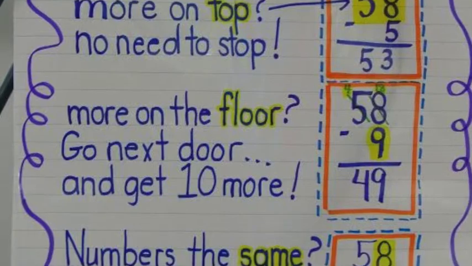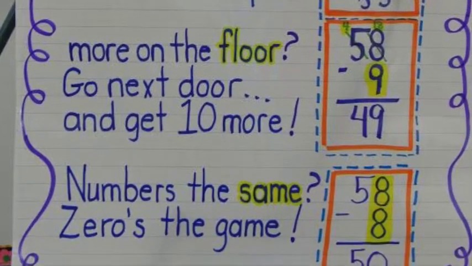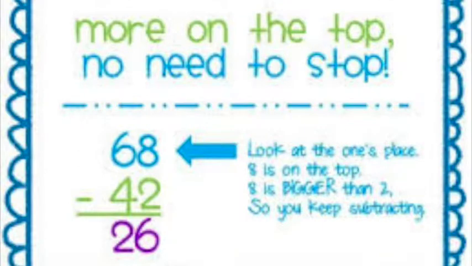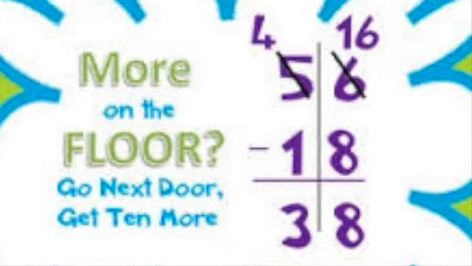When we go to subtract our larger numbers, there's an awesome poem that's going to help you remember the steps. When there's more on the top, no need to stop. If I look at 68 minus 42, I'm going to start off in my ones place. 8 minus 2. 8 is on the top. 8 is bigger than 2. So I keep on subtracting.